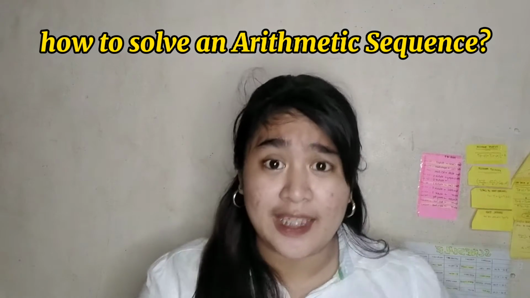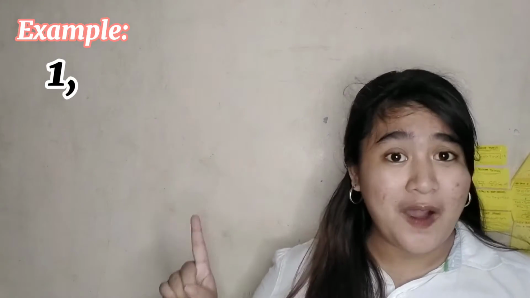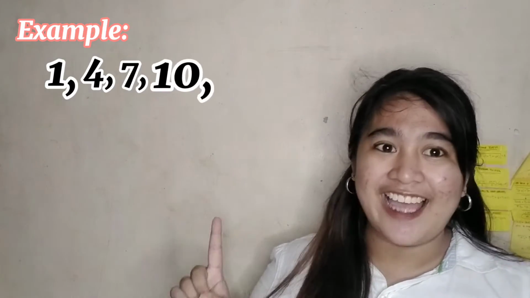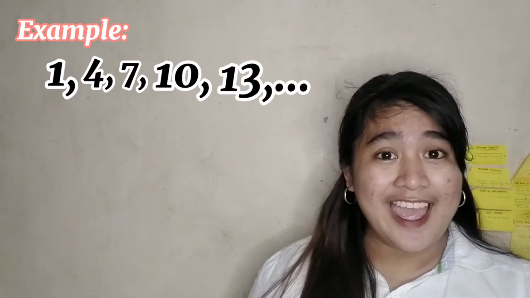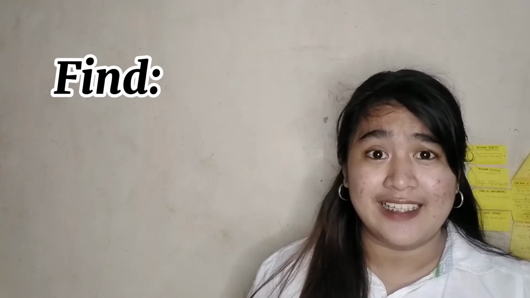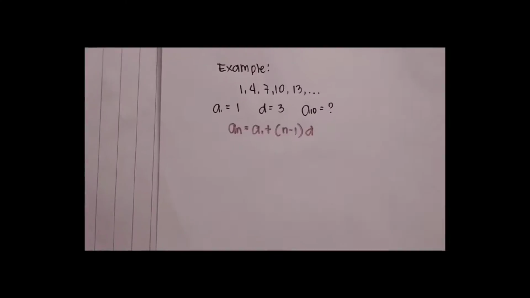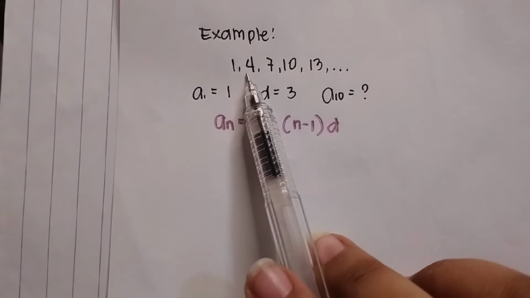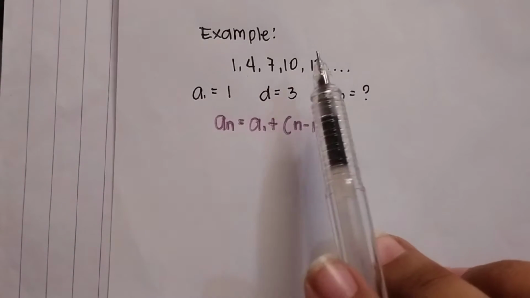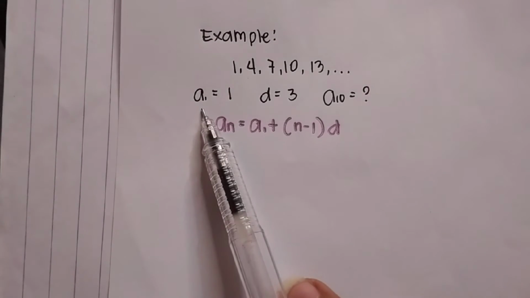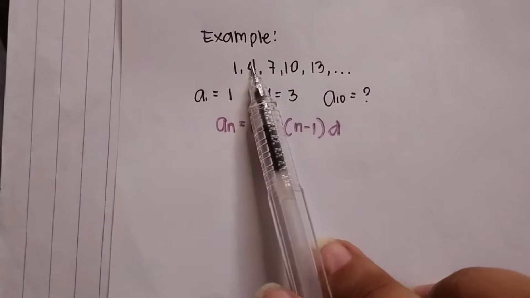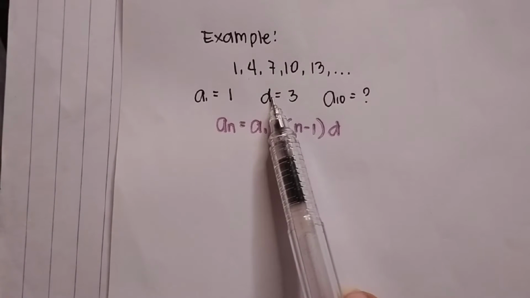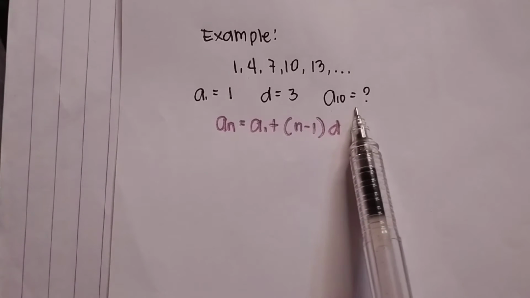How to solve an arithmetic sequence? Let me give you an example. Given the sequence 1, 4, 7, 10, and 13, let's say we are finding the 10th term. We are given that a sub 1 is equal to 1, the common difference is 3, and we are finding the 10th term.